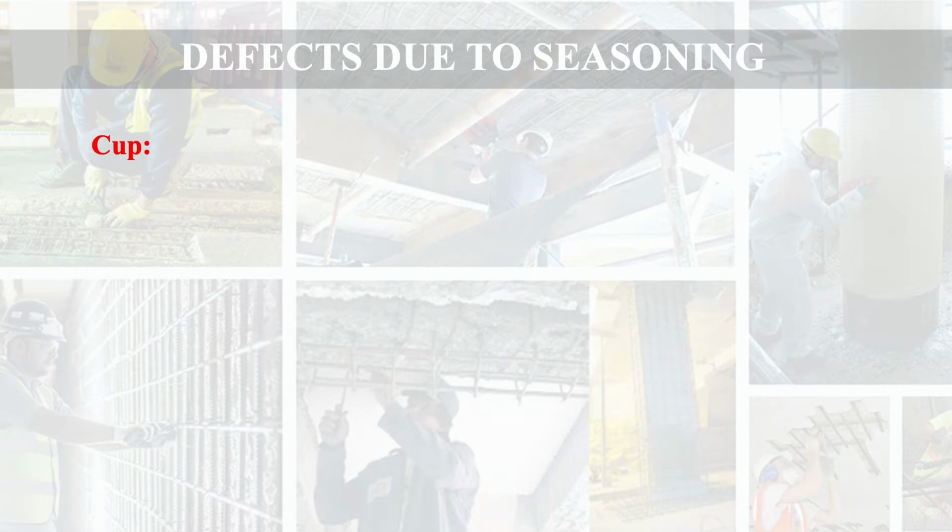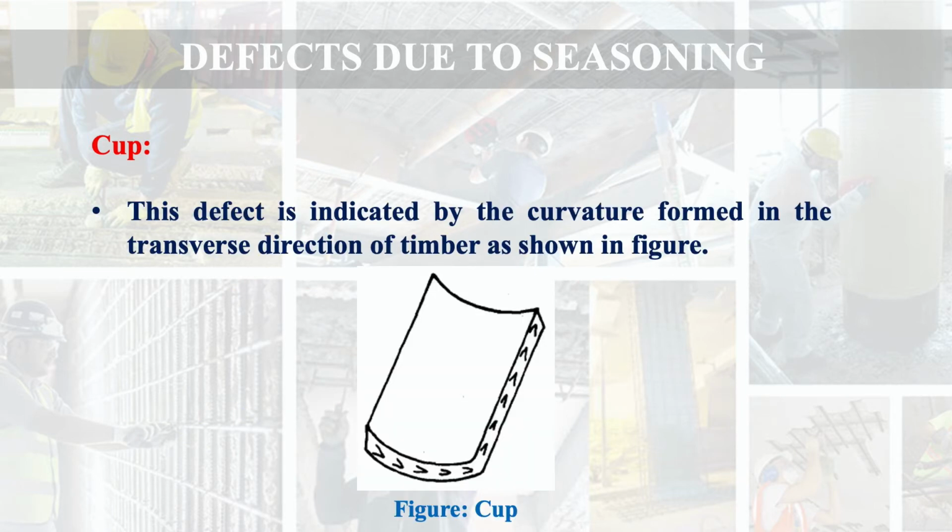Next defect is cup. The cup defect is somewhat different from the bow defect. The difference is that in bow defect, curvature is formed along the length of the member, whereas in case of cup, the curvature is formed in the transverse direction of the timber, and it is somewhat similar to the English letter U. That is why we call it cup. You can see this defect in the figure shown here, that curvature is in the transverse direction.